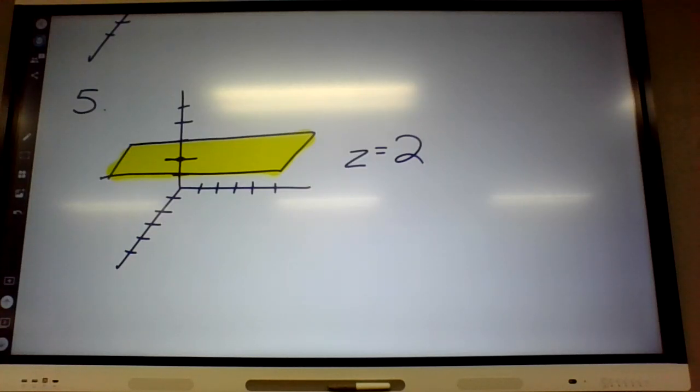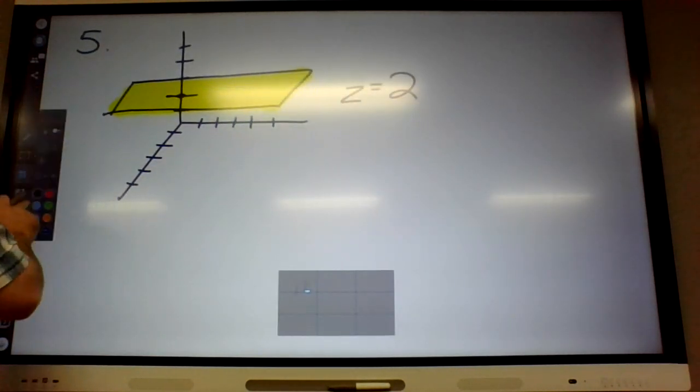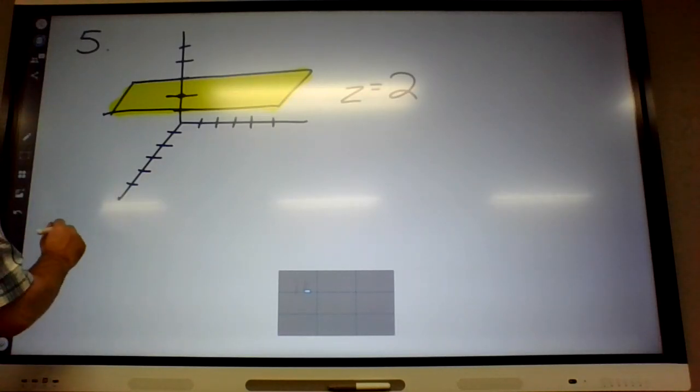Okay, number 7. Let E be 4, 6, 1, a vertex of the rectangular box shown. Find a Cartesian equation of each plane. Okay, so on 5 we kind of drew one of these equations. On 7 we have to write the equation itself. So here, let me go back to this.